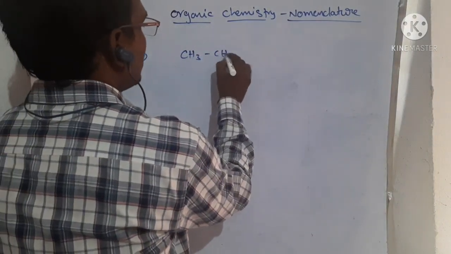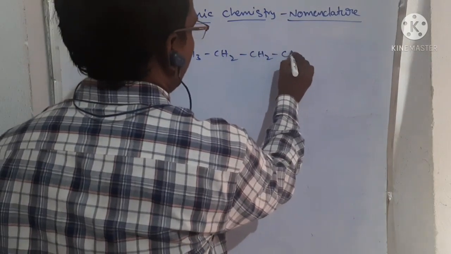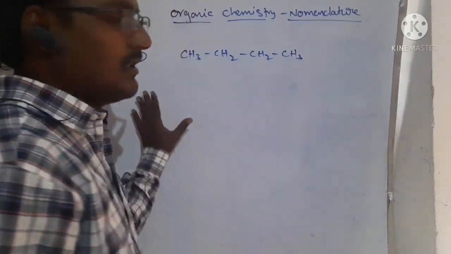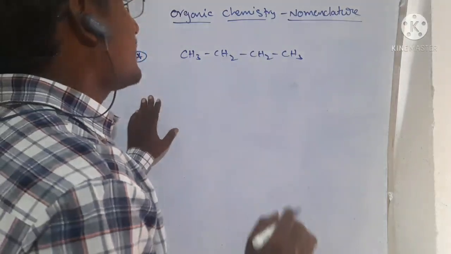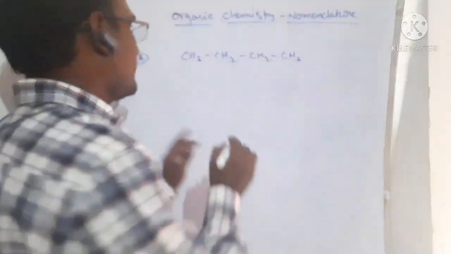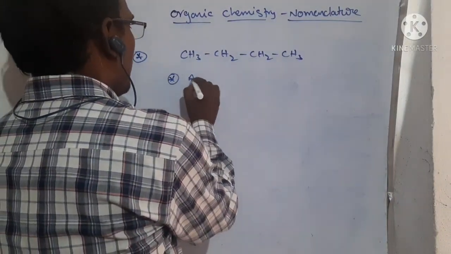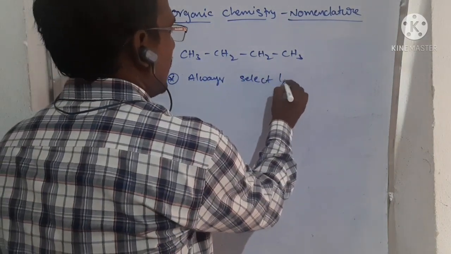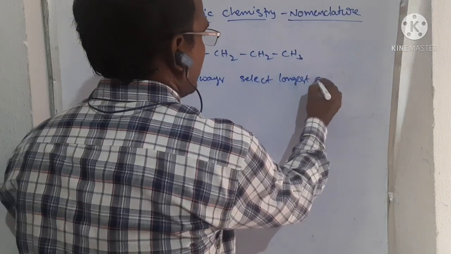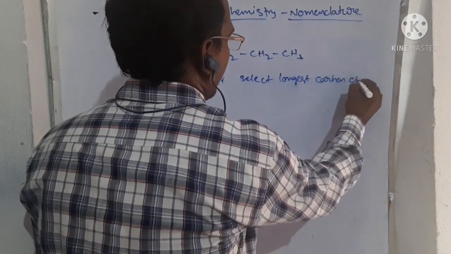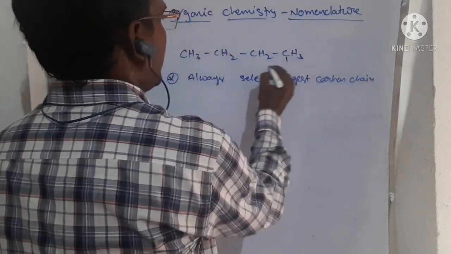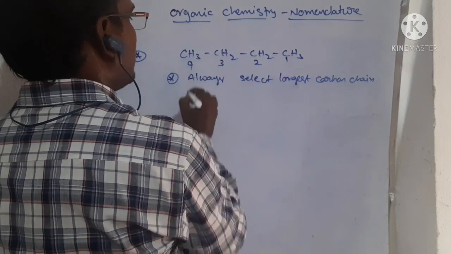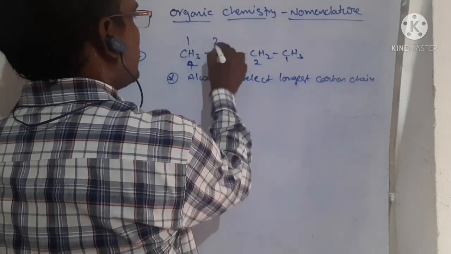CH3 bond, CH2 bond, CH2 bond, CH3. So first one, you will see the longest carbon chain. The first point should always be the longest carbon chain. Always select the longest carbon chain. So it is 1, 2, 3, 4. Here the 4 carbons, 1, 2, 3, 4.